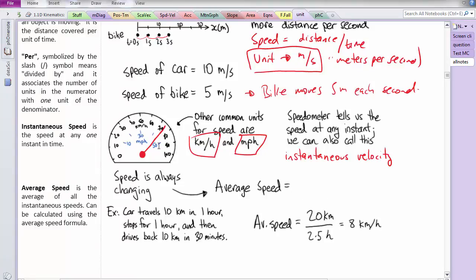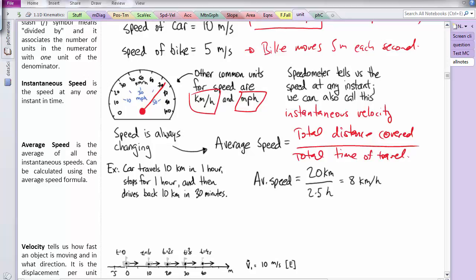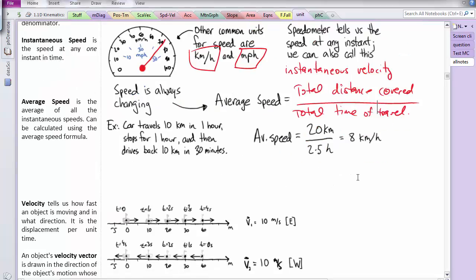But because it's always changing, it's almost impossible to calculate the speed at every instant. So we have to use an average speed formula. The average speed is the total distance covered divided by the total time of travel.